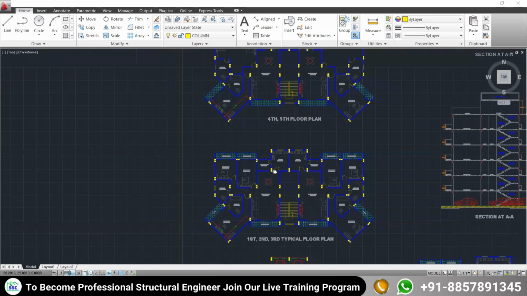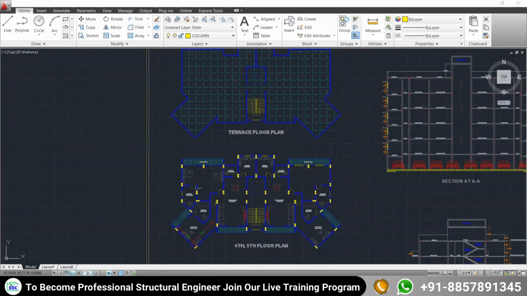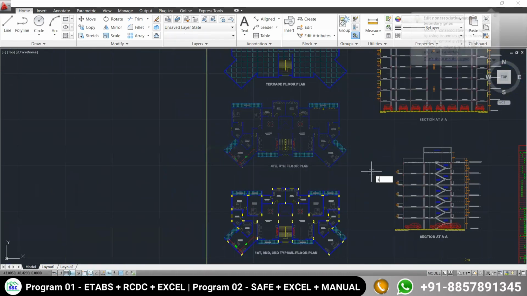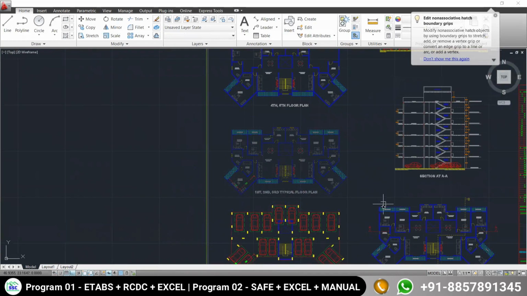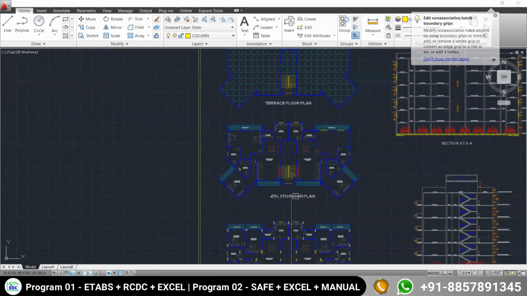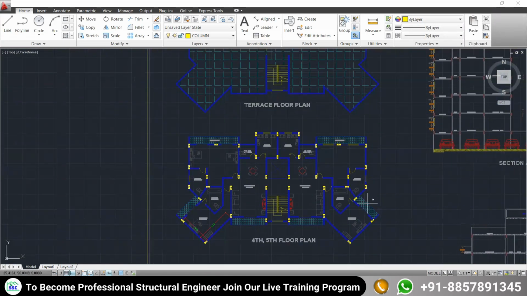This is all done. Upper floor: the orientation we have changed, so now the orientation has been changed. Let me delete all these columns from here. Delete all of them. Take the copy from here again, copy from this point to this point. I would like to take the column. Now every column has the correct positioning. Next, what can we do?